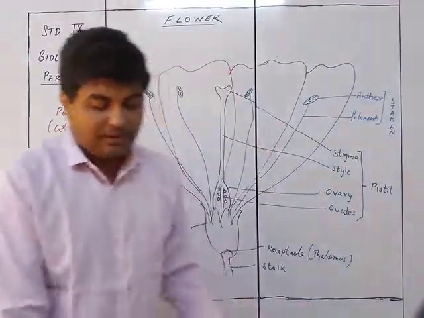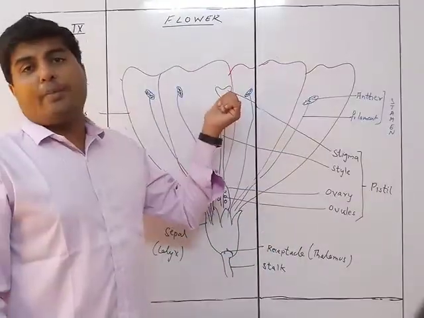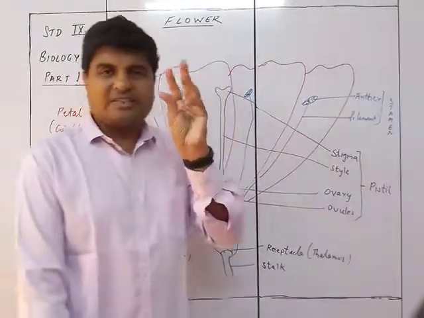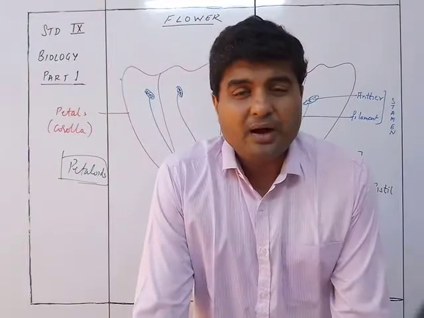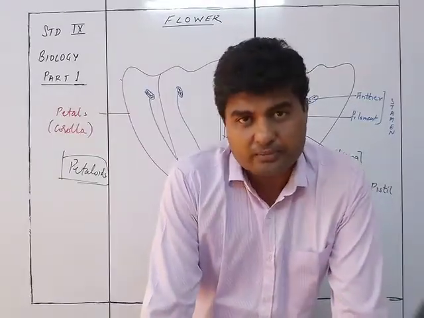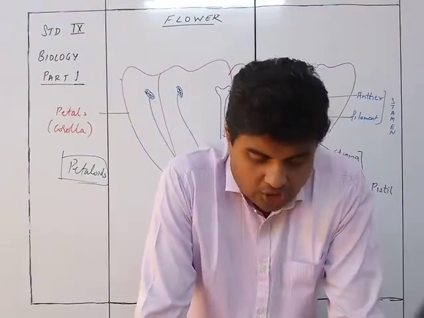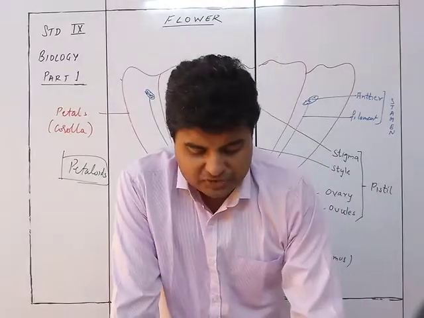Stigma. So what is a stigma? It is a terminal knob-like structure, sticky over here, so that the pollen grain can stick on that particular thing. So that's a receptor of the pollen grain for the flower. So stigma is a terminal knob-like part.